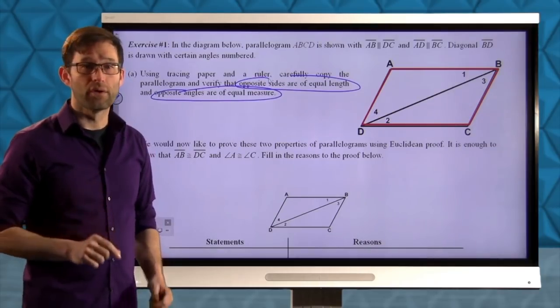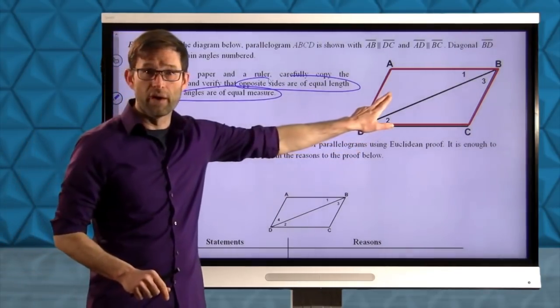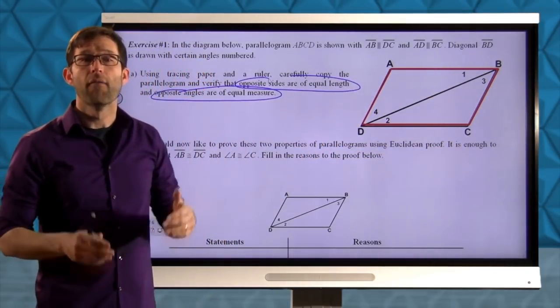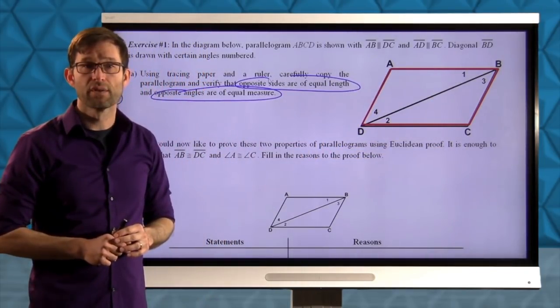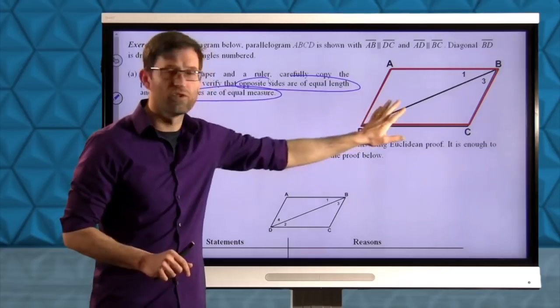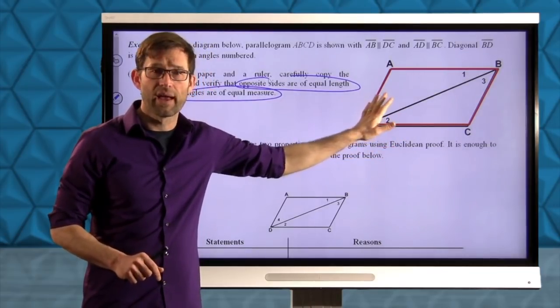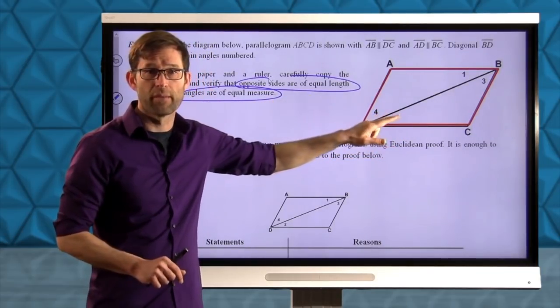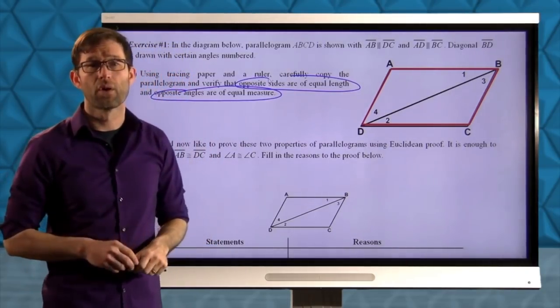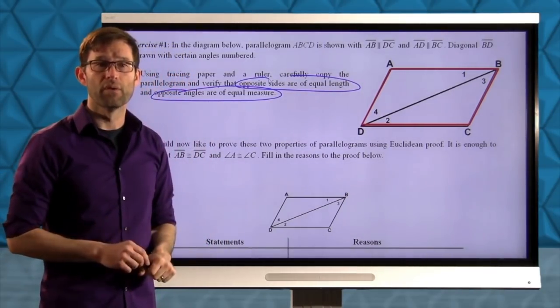So what I'd like you to do is take tracing paper like what I've done. I traced out my parallelogram in red, and then verify that the opposite sides are the same length, and that the opposite angles, like angle A and angle C, are equal. I'm not talking about angles 1, 2, 3, and 4. They're not actually angles of a parallelogram. They're angles created because I put this diagonal in. But we just want to verify that the opposite angles are also equal. So take a moment and do that.